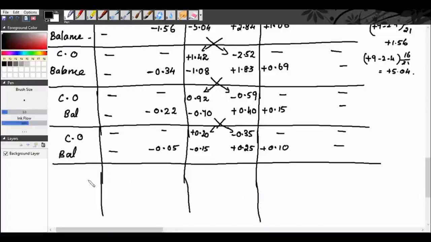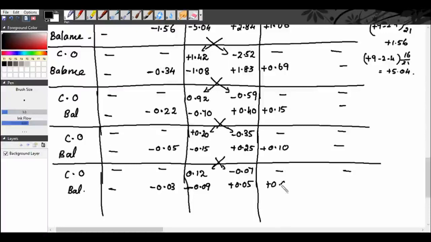Next iteration, once again we will go for carryover and balancing. So there is no carryover in the span AB. For BC, half is carried. So we get plus 0.12 and minus 0.07. Okay, so balancing we get minus 0.03, minus 0.09, plus 0.05, plus 0.02, no moments.